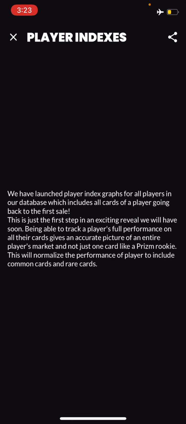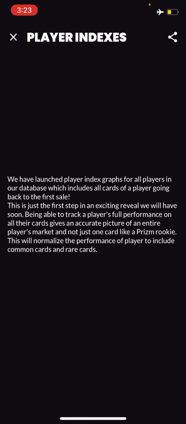I wanted to hit you with a tool tip of the week and go over some tool tips from Card Ladder and some of their new features that are excellent. Keep in mind as we go over this feature that they've enabled recently through their development and advancements, evolution, it's the player indexes.